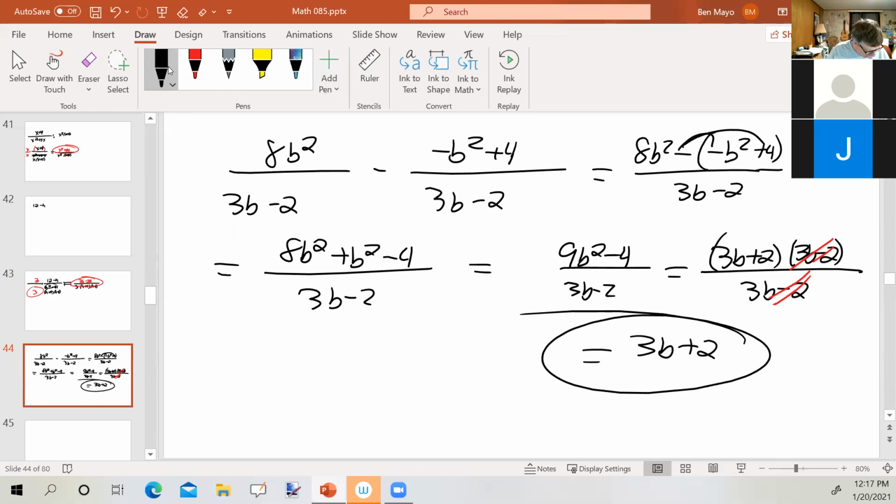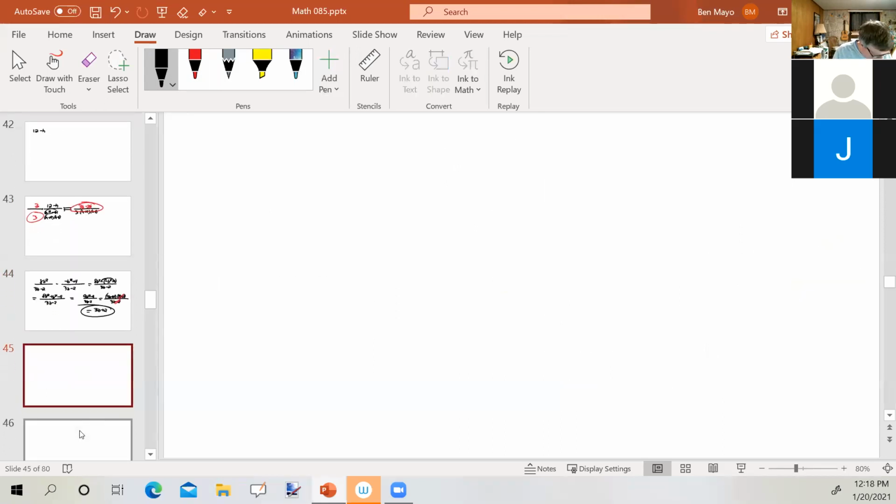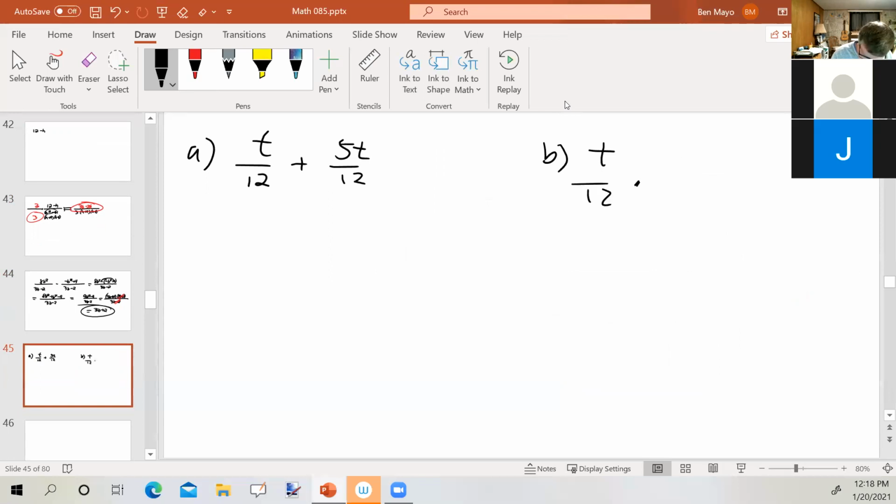All righty. Let's take a look at this. This is a look-alike. Part A says t over 12 plus 5t over 12. And part B says t over 12 times 5t over 12. Let's see. Part A, t over 12 plus 5t over 12 would be 6t over 12, which would reduce down to t over 2.